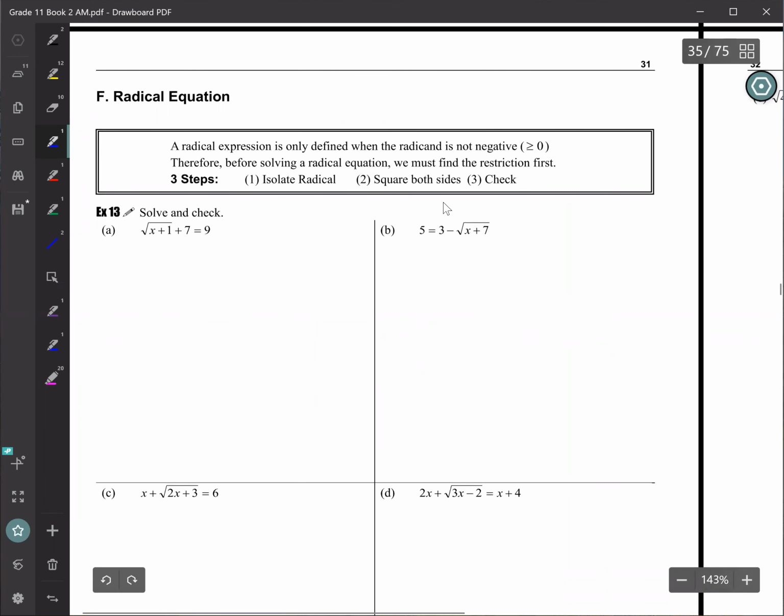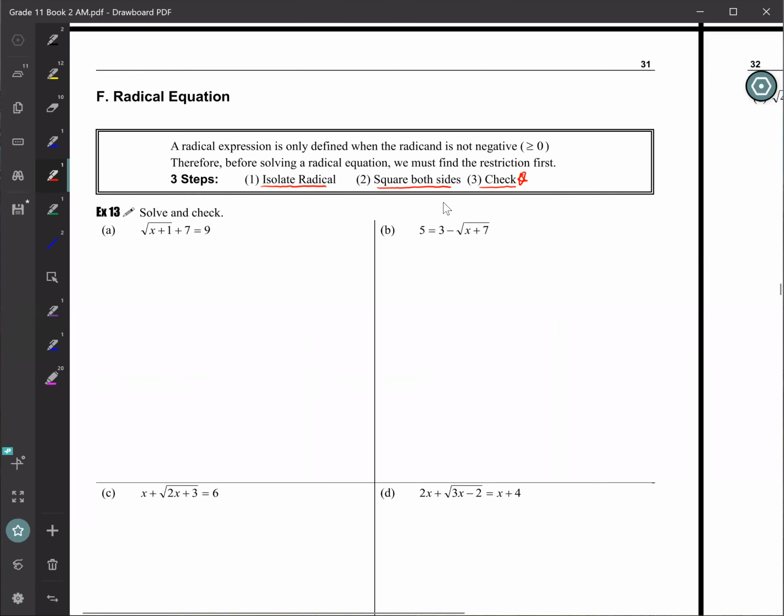If you look at the steps here, first you need to isolate the radical. Pretty straightforward. You want to keep the radical on one side. And then square both sides, to make the square root go away. Number 3 is the most important step: you need to check your answer and make sure the answer that you get still works.